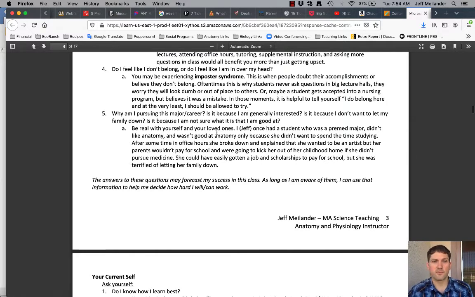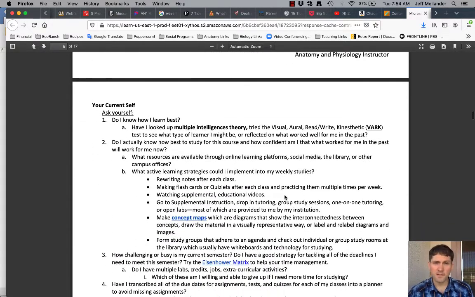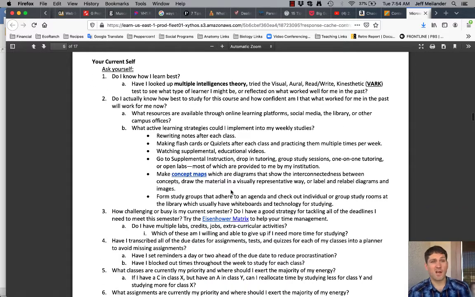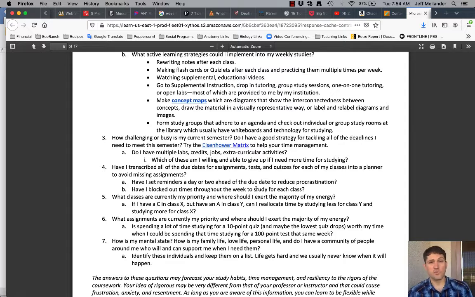Maybe they make some references to this. Analyzing your current self is just, how do you learn? How do you learn best? How can you change the way that you learn? Have you taken all the due dates and put them into a planner so that you're prepared for the semester?